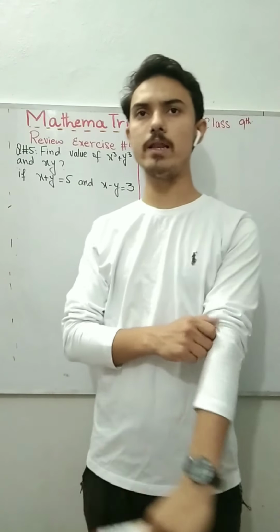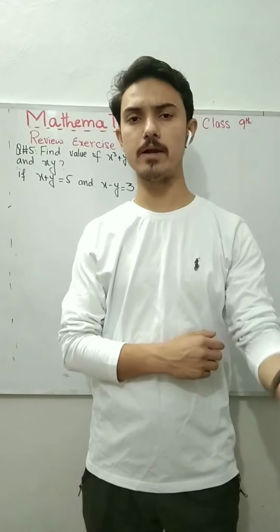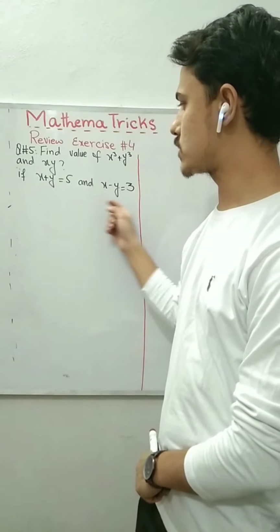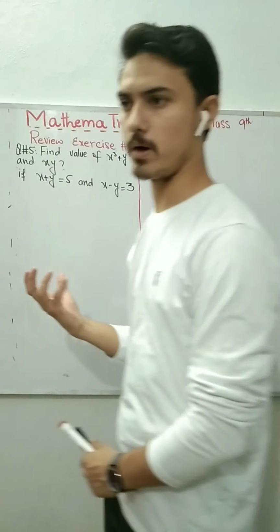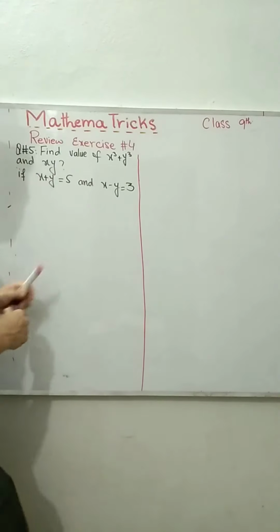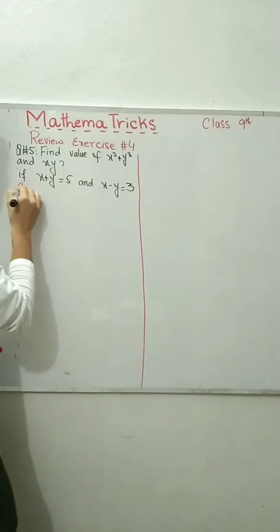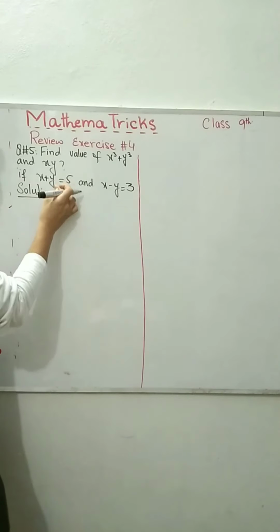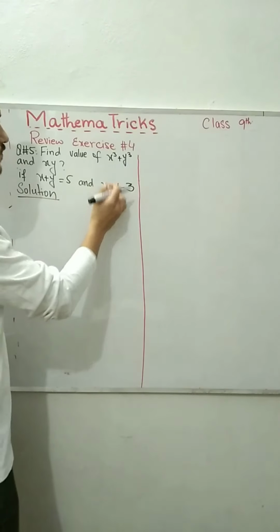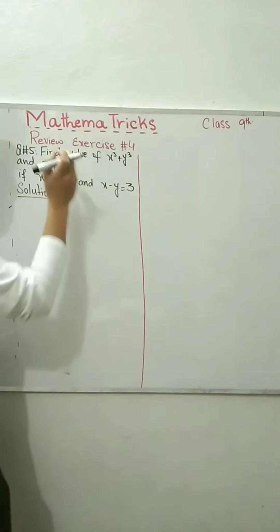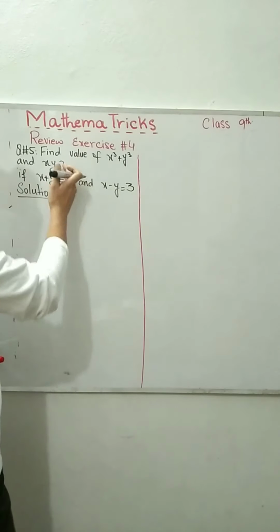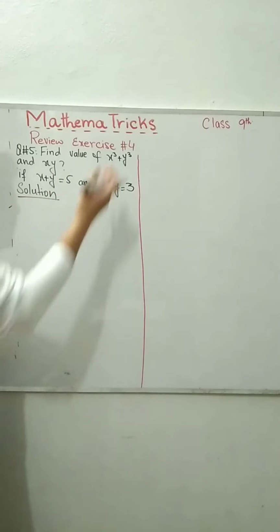Okay, let's think for a while. What kind of formula can I use to find these unknown terms using these two values? I'm going to write a solution here. I need to make use of these two terms and find the value of this and this. Obviously I can't find both of them at the same time, so first of all I need to find one of them.